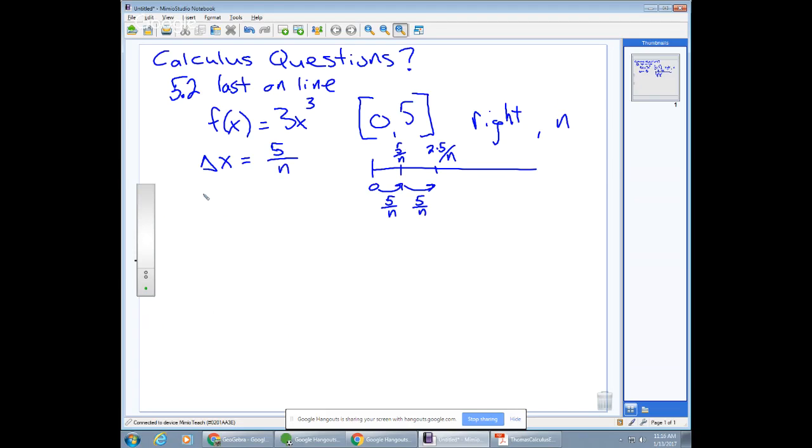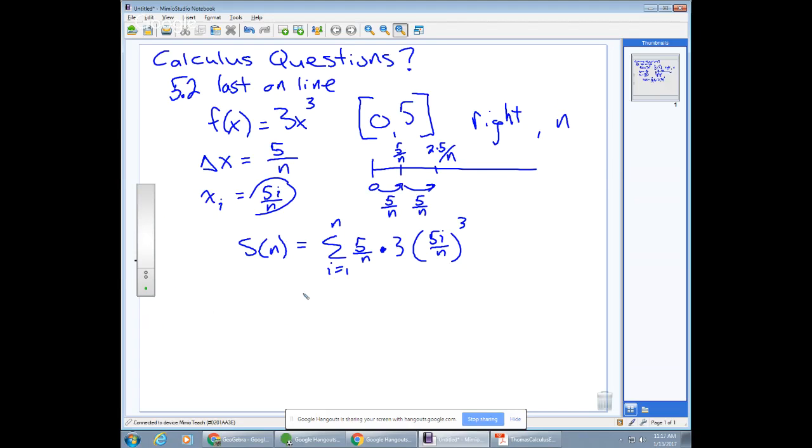All right, so that means my x sub i's are going to be 5i over n. So building my sum here, which is a function of n, summing i from 1 to n, the width of each interval, the base of my rectangle, is 5 over n. And then I need to plug these x values into my function. My function is 3 times x to the third. And my x values are these 5i over n's. So then I've got to clean that up.